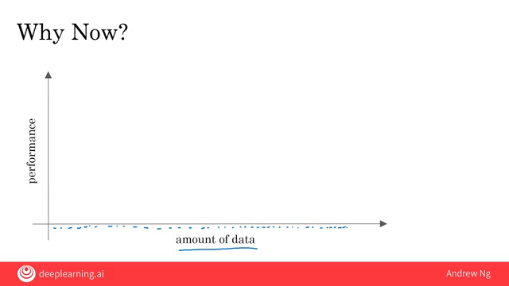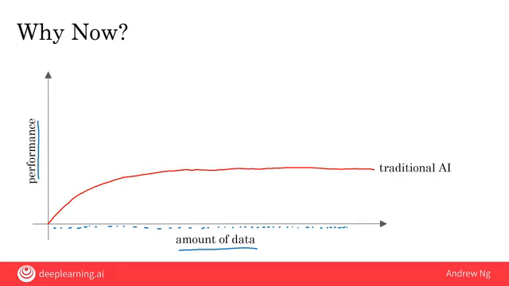Now, let's say on the vertical axis, you plot the performance of an AI system. It turns out that if you use a traditional AI system, then the performance would grow like this. That as you feed it more data, its performance gets a bit better, but beyond a certain point, it did not get that much better. So it's as if your speech recognition system did not get that much more accurate, or your online advertising system didn't get that much more accurate at showing the most relevant ads, even as you showed it more data.